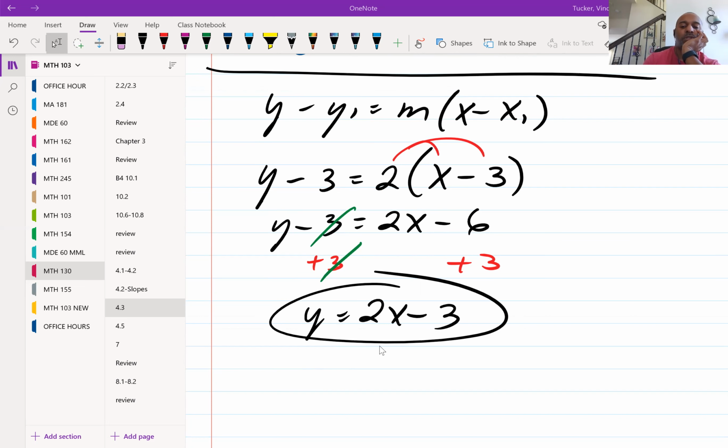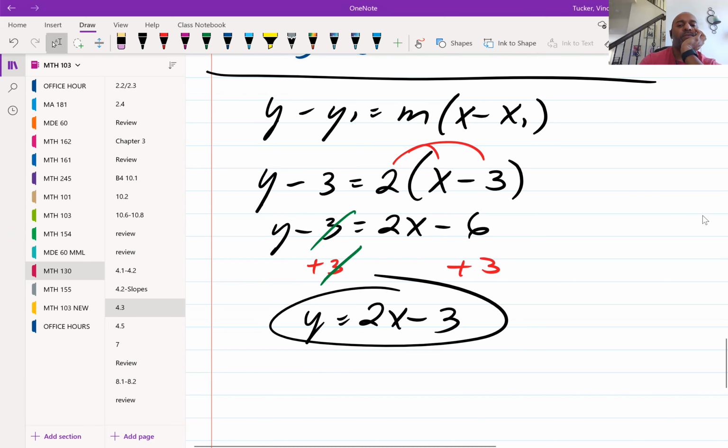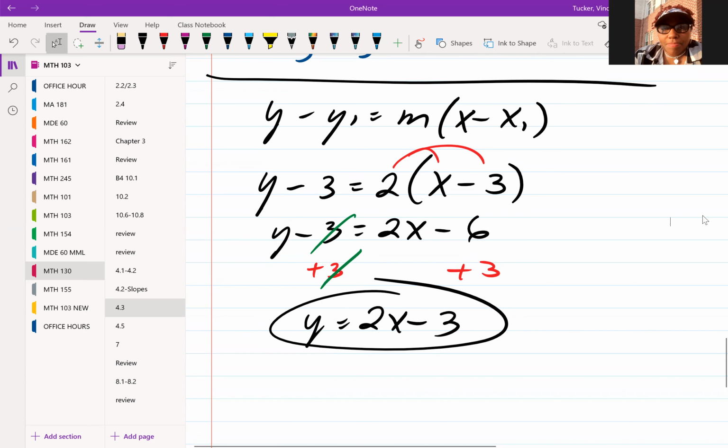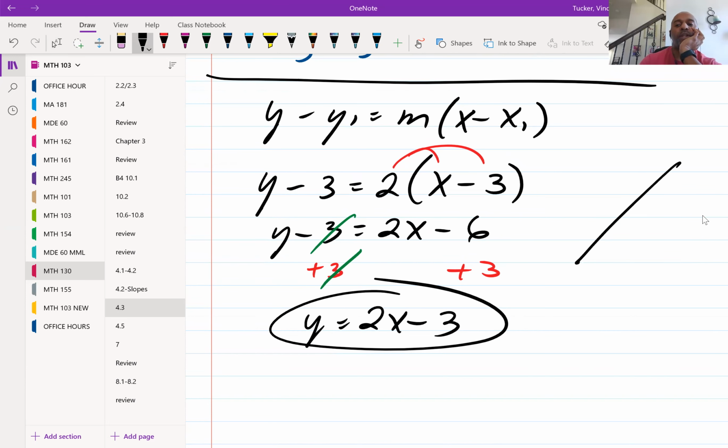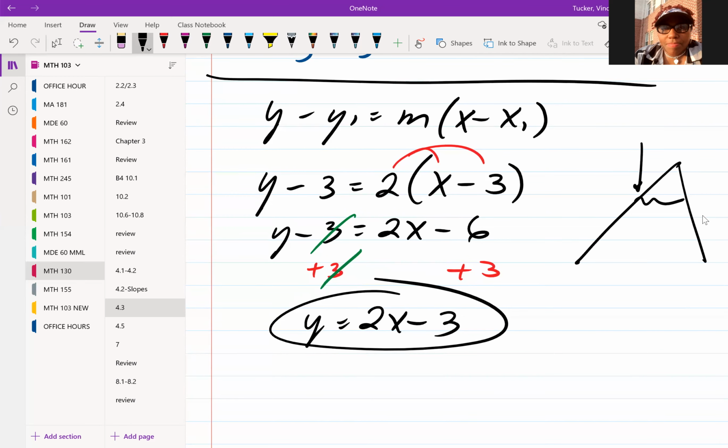Any questions? Could you remind me again what the slope is? What's the purpose of the slope? It's your slant, the slope of a line. Think about the slope of a mountain, the incline or the slant. It's just a numerical value for that slant.